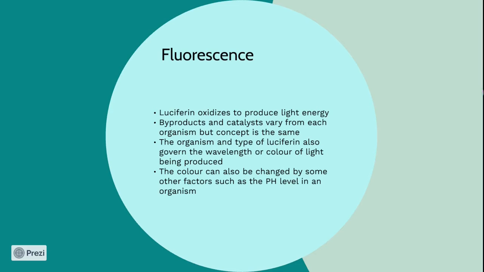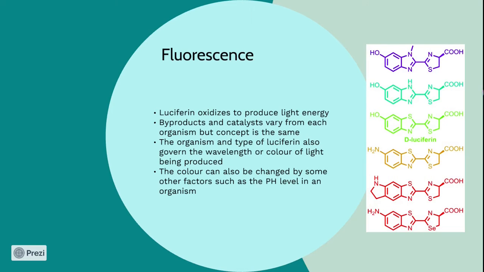The wavelength of light also varies with each type of luciferin, producing the different colors of lights that are seen from different organisms. For example, firefly luciferin absorbs ultraviolet light at a peak of 327 nanometers and emits regular light at a peak of 520 nanometers. So on the right here, you can see the image of different types of luciferin corresponding to the different colors of wavelengths of light that they produce. So the colors of light can also be slightly changed by some other external factors, such as the pH level.